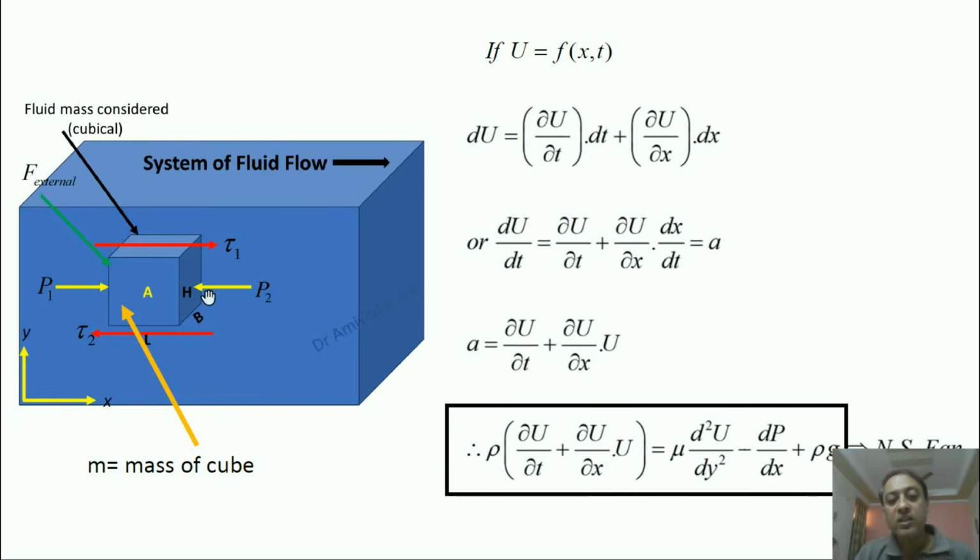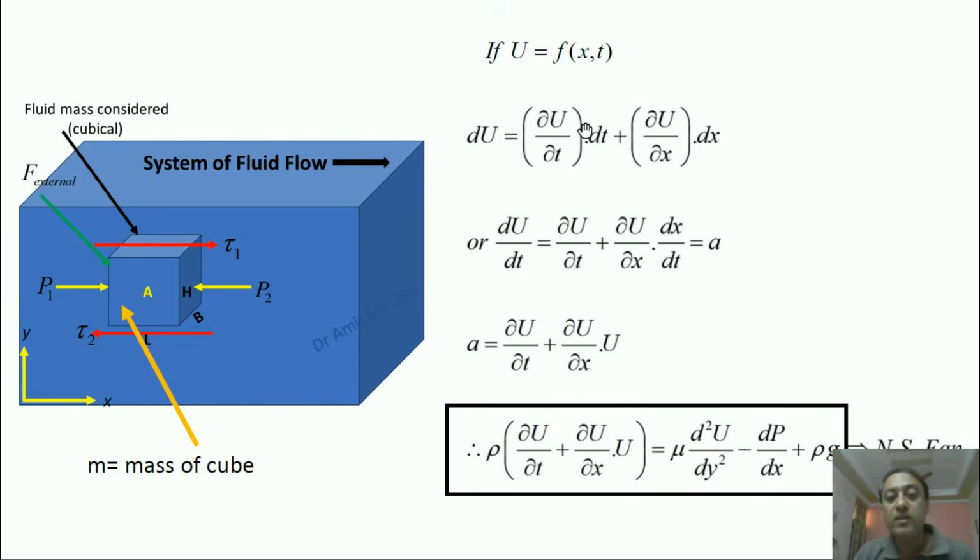We know that acceleration equals rate of change of velocity with respect to time. But here we will take the most general case, that is, the velocity of this cube depends on position as well as time. Not only on time. Suppose it depends on position x as well as time, so u is a function of x and t. In that case, as I already told in my second slide, we can write du equals del u by del t into dt plus del u by del x into dx.